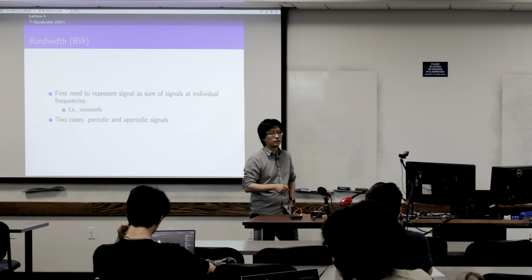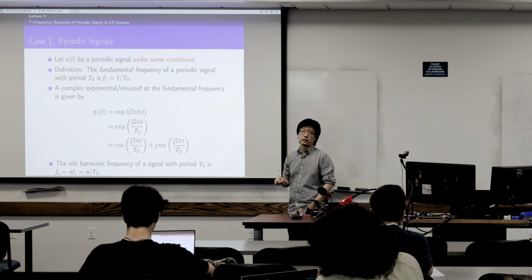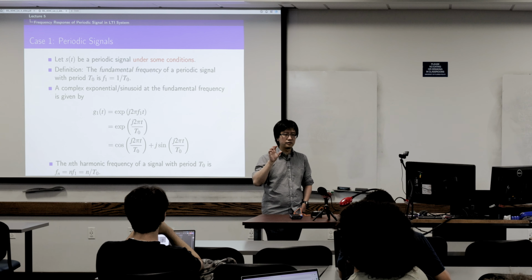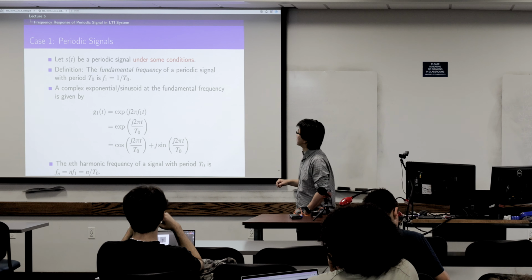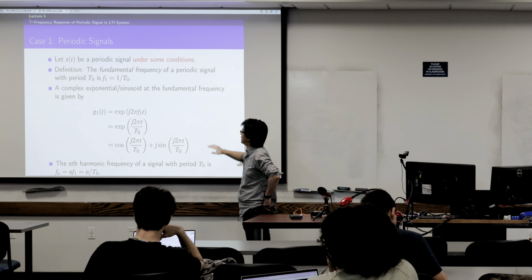So the first case is a periodic signal. Now we use a different notation. We let S of t be a periodic signal under some conditions. The idea is to represent any periodic signal by using its different frequency components. But in reality, that's not always possible. When the signal satisfies some conditions, then we can do that; otherwise, we cannot. We're going to introduce the conditions a little bit later. For now, let S of t be some periodic signal under some conditions.